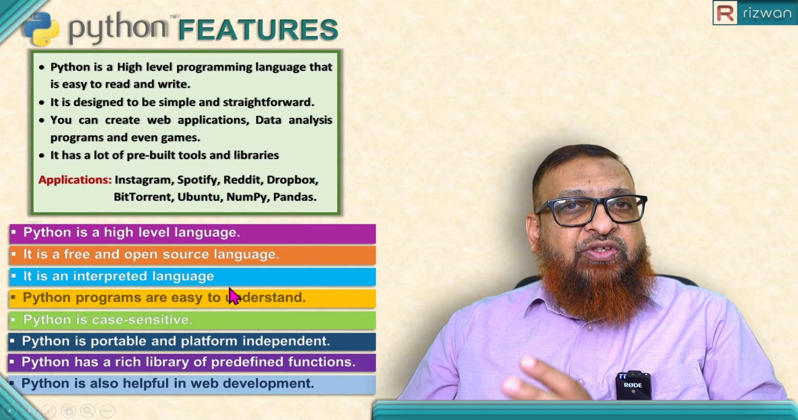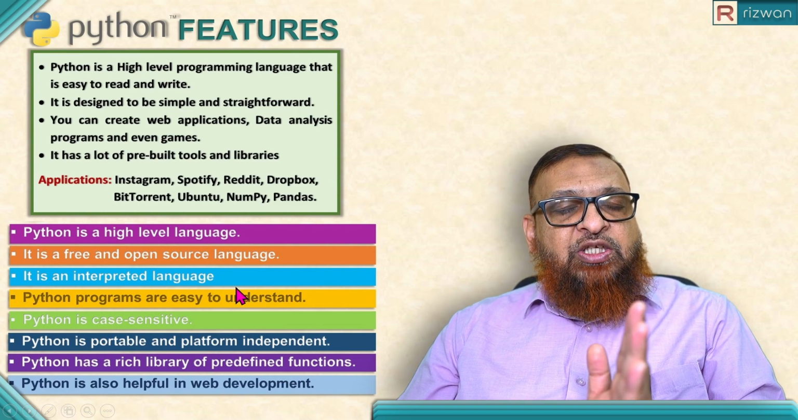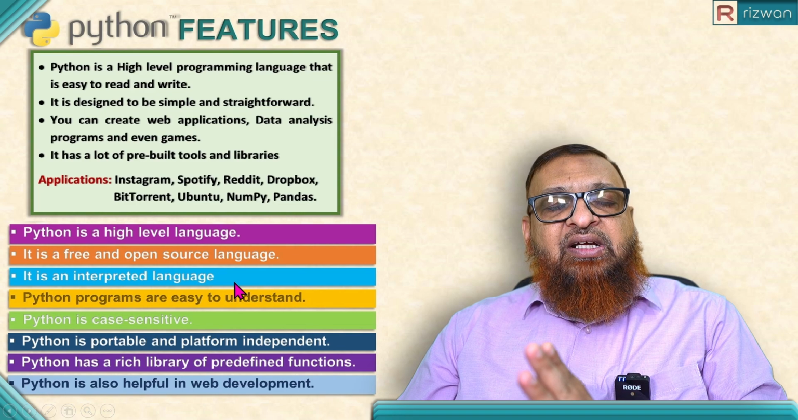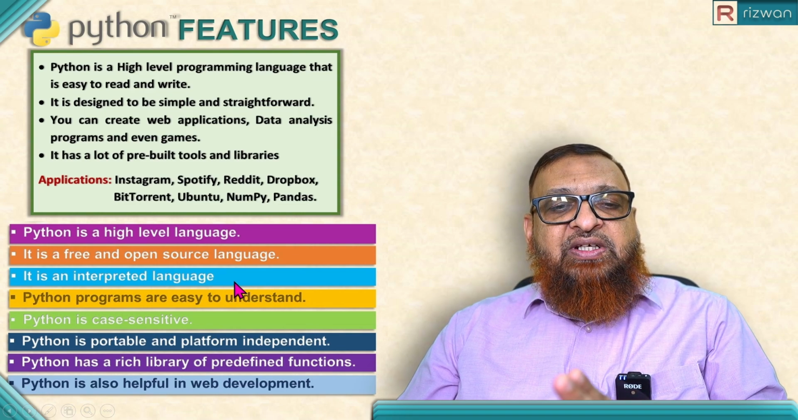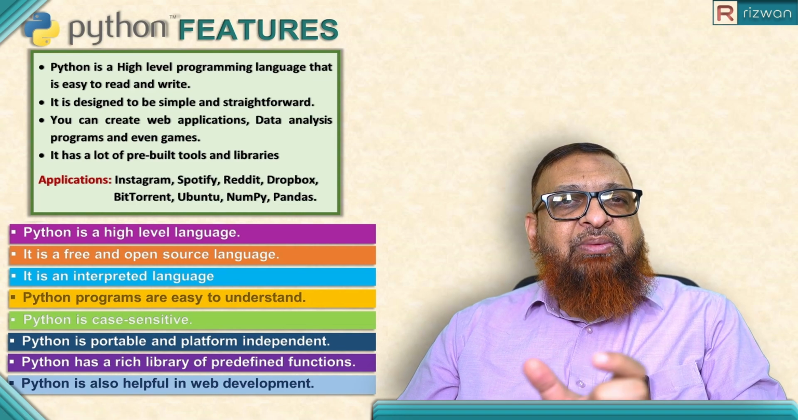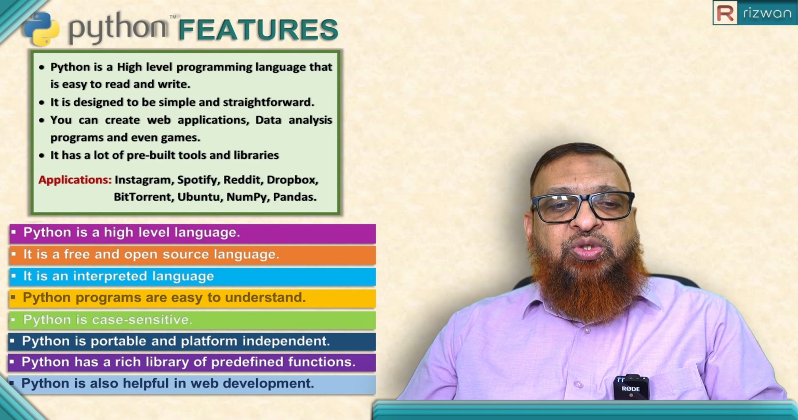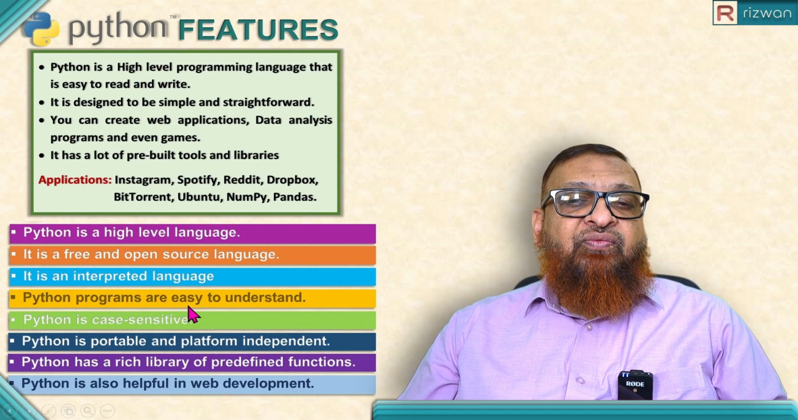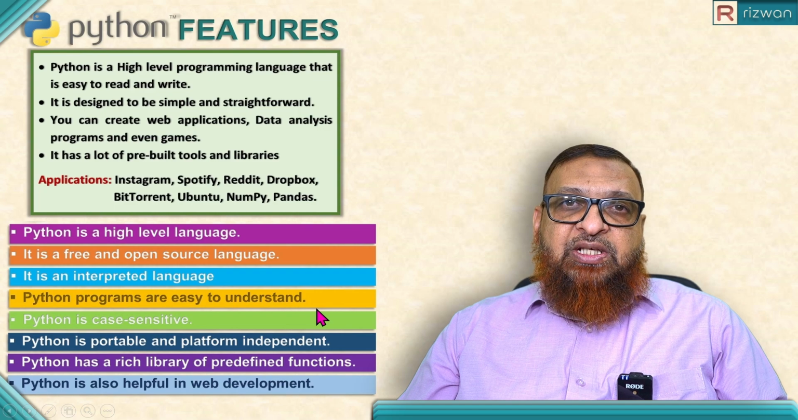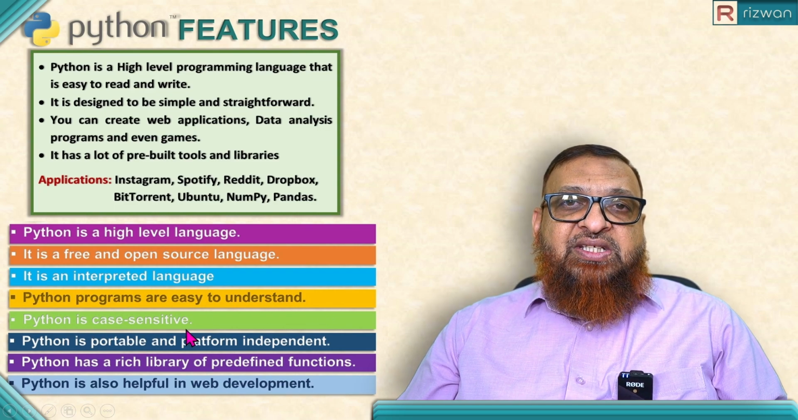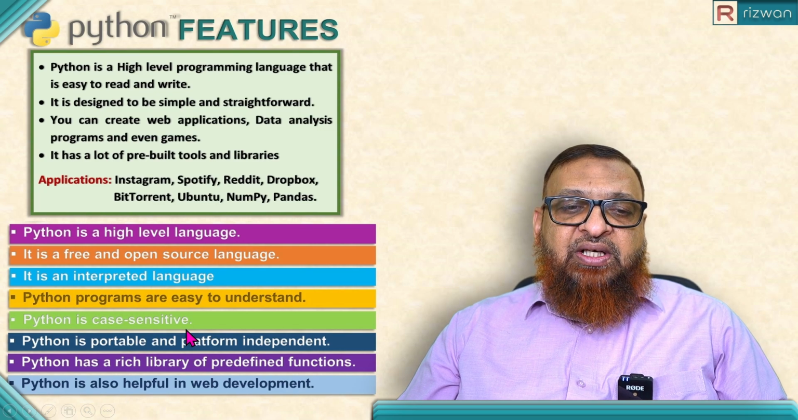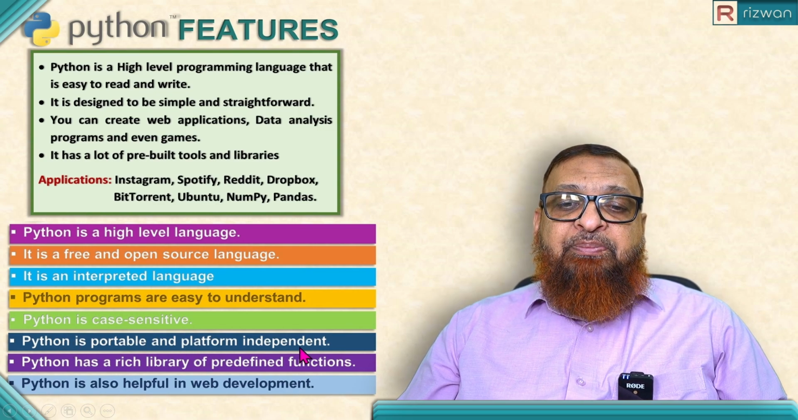It's an interpreted language. So just now we saw the difference between compiler and an interpreter, right? So it's not like a compiler. It's an interpreted language. We can interpret one line by line. It will translate and it will execute. Python programs are very easy to understand compared to C, C++ language. Python is very easy to understand actually. Python is case sensitive. We will see what is case sensitive later. Python is portable and platform independent.